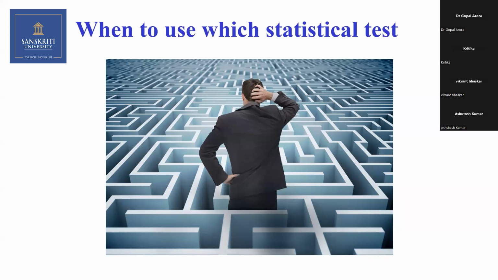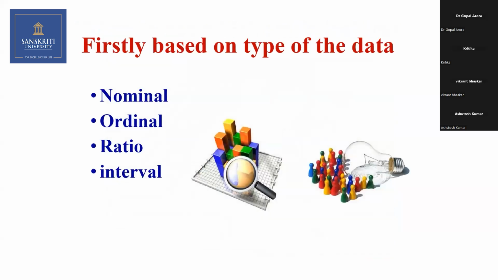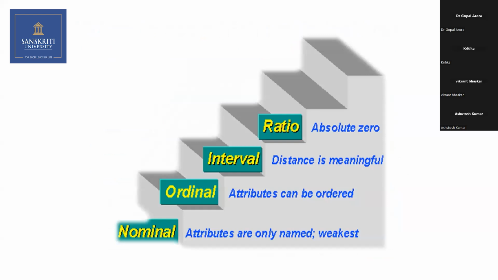When to use which statistical test is very important. Most of us get confused about when to use which statistical test. Before that, you need to understand, I think Manjunath has already told you, nominal, ordinal, ratio, and interval scales. Depending on the data, we have to use a statistical test. We have 4: nominal, ordinal, interval, and ratio. Nominal is just a name. It is the weakest of the scales. For example, male and female. How many males are there? How many females are there? How many boys are there?